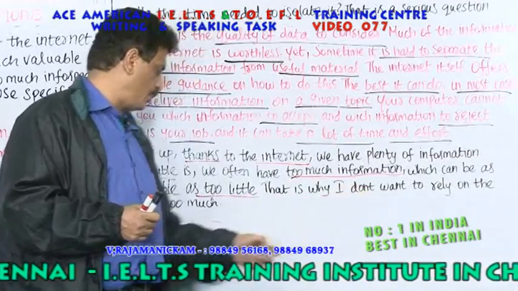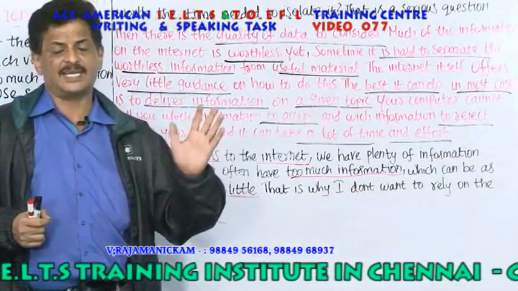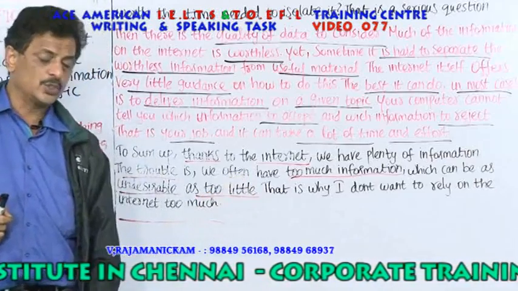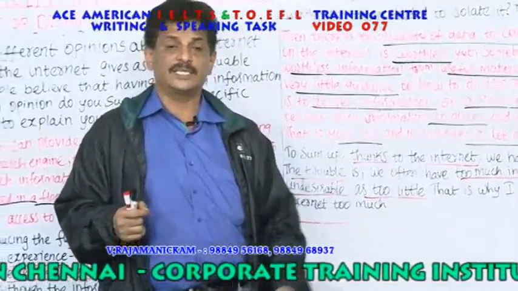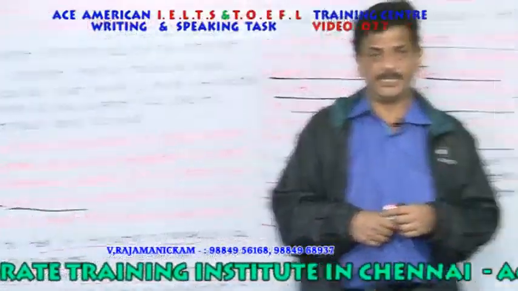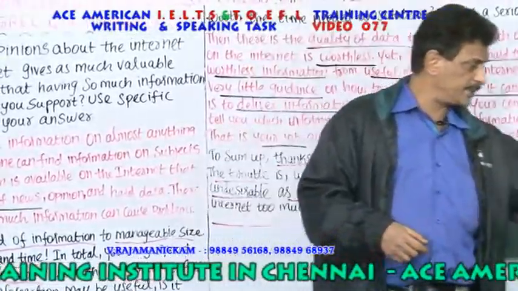Which can be as undesirable as too little. ரொம்ப குறைவாக இருந்தாலும் பிரச்சனை, ரொம்ப அதிகமாக இருந்தாலும் பிரச்சனை. அன்டிசைரபிள் என்றால் தேவைக்கு அதிகமான அளவிலே தகவல்கள் இருக்கிறது. As too little, ரொம்ப குறைவாக இருந்தாலும் பிரச்சனையாக இருக்கிறது, ரொம்ப அதிக தகவல்கள் வந்தாலும் பிரச்சனையாக இருக்கிறது. அதுதான் இன்டர்நெட்டினுடைய, இணையதளத்தினுடைய ஒரு பிரச்சனையே. That is why, ஆகையால்தான் I don't want to rely on the internet too much. ஆகையால் நான் இணையதளத்தை ரொம்ப நம்புவது இல்லை என்று இந்த எழுத்தாளர் எழுதுகிறார்.